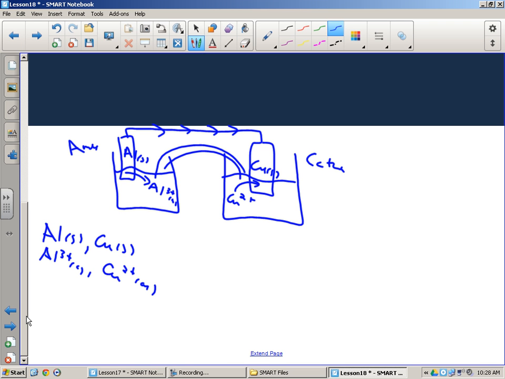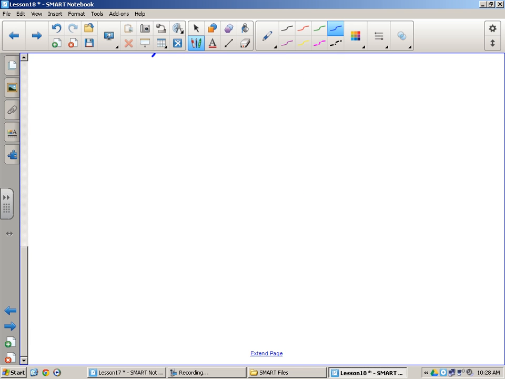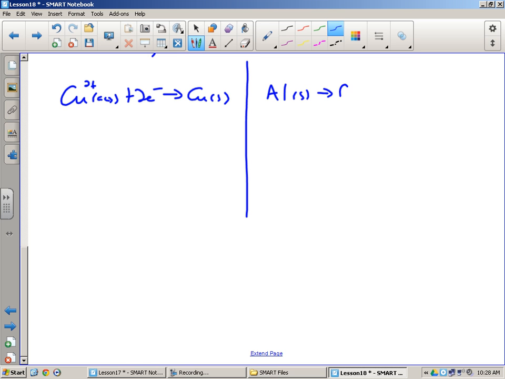So the big scheme of things here, what I'm trying to say to you is this. In this voltaic cell, copper 2+ is going to gain electrons to give me copper solid. That would be my reduction half reaction, correct? And over here, I'd say aluminum solid gives me aluminum 3+ and 3 electrons, correct? Okay? Good?